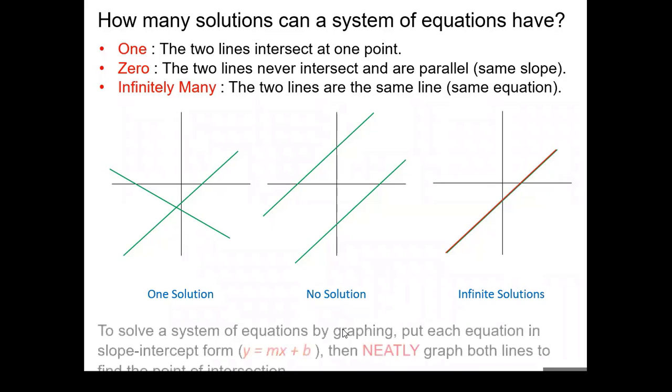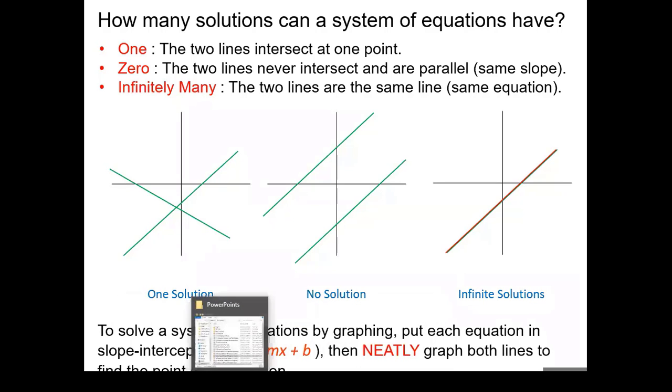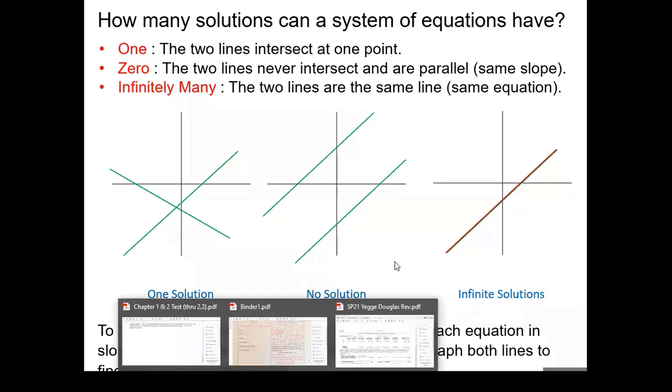So now if we want to graph and solve a system of equations by graphing, we're not going to do what we did on the last slide where we just plug in random values and hope that they end up adding to give the correct number. Instead, if we want to solve a system of equations by graphing, we're just going to put each of the equations into slope-intercept form. Remember, y equals mx plus b. And then we're going to neatly graph both of the lines on the same coordinate plane.